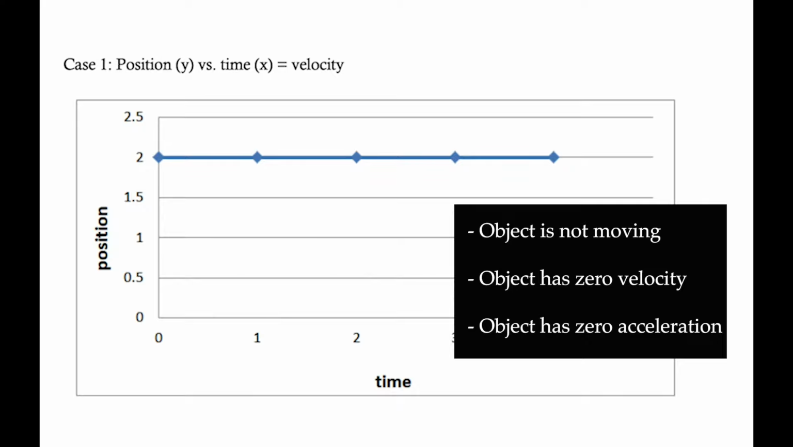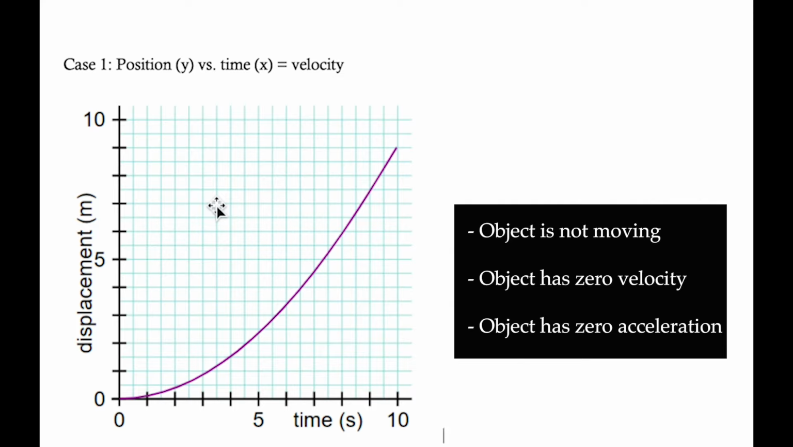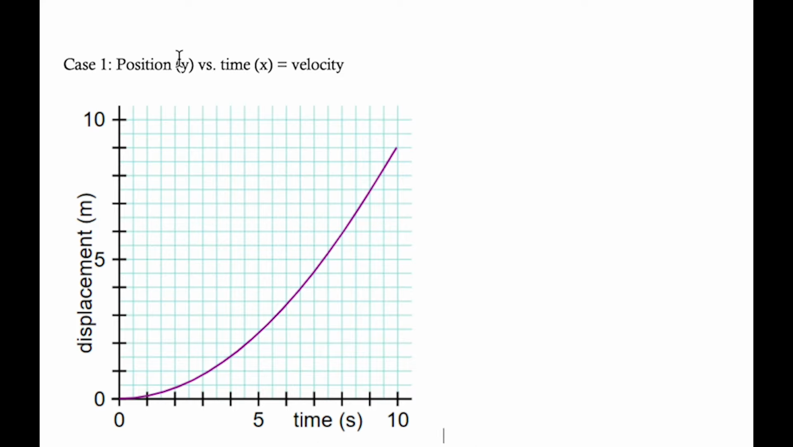All right, let's give you another case here. Okay, so here we're gonna have displacement versus time. And by the way, position or displacement are the same exact thing. So if you plot displacement versus time and you get this parabolic graph, then this means that the velocity is changing, right? And it's going up. So this means that the velocity is increasing. But because the shape is parabolic, this means that the velocity is increasing at a constant rate.